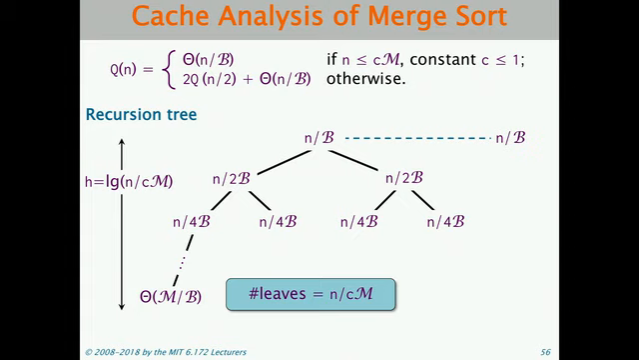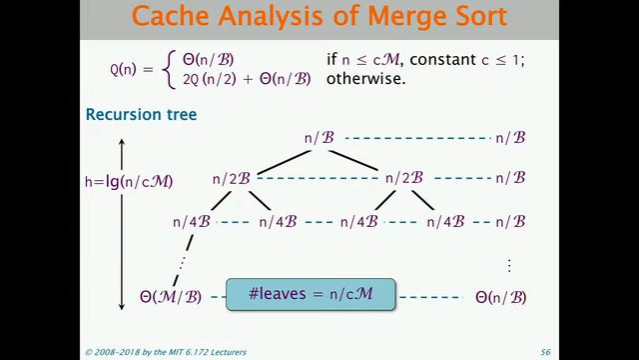So for the top level, I'm incurring n over b cache misses. The next level, I'm also incurring n over b cache misses. Same with the third level. And then for the leaves, I'm incurring m over b times n over cm cache misses. The n over cm is the number of leaves I have, and theta of m over b is the number of cache misses per leaf. And that also equals theta of n over b.